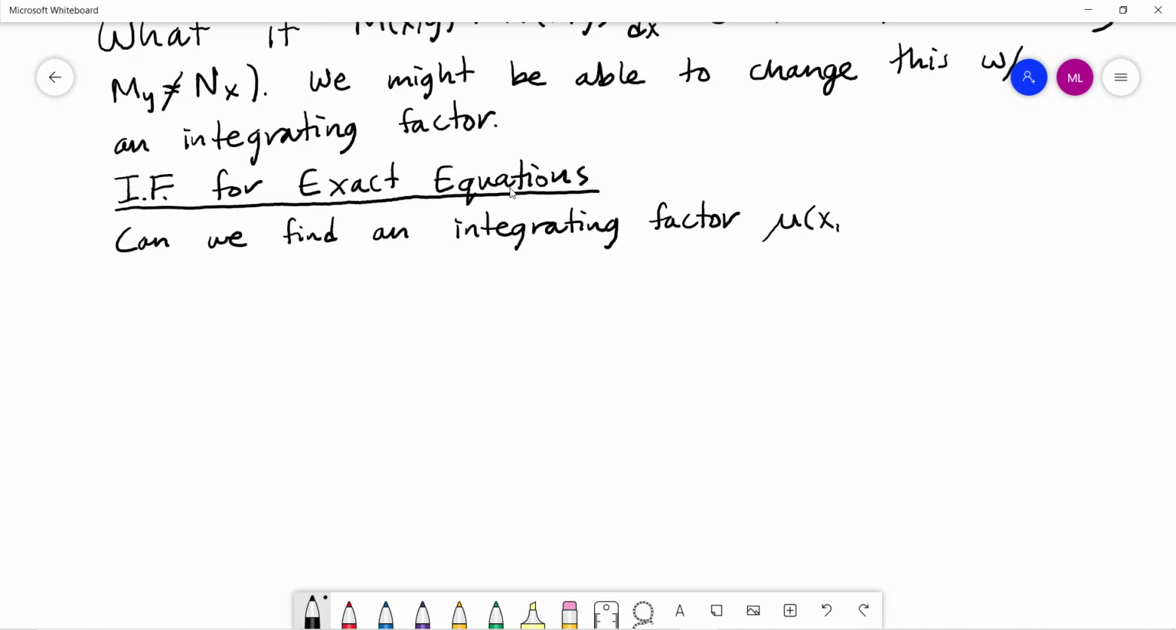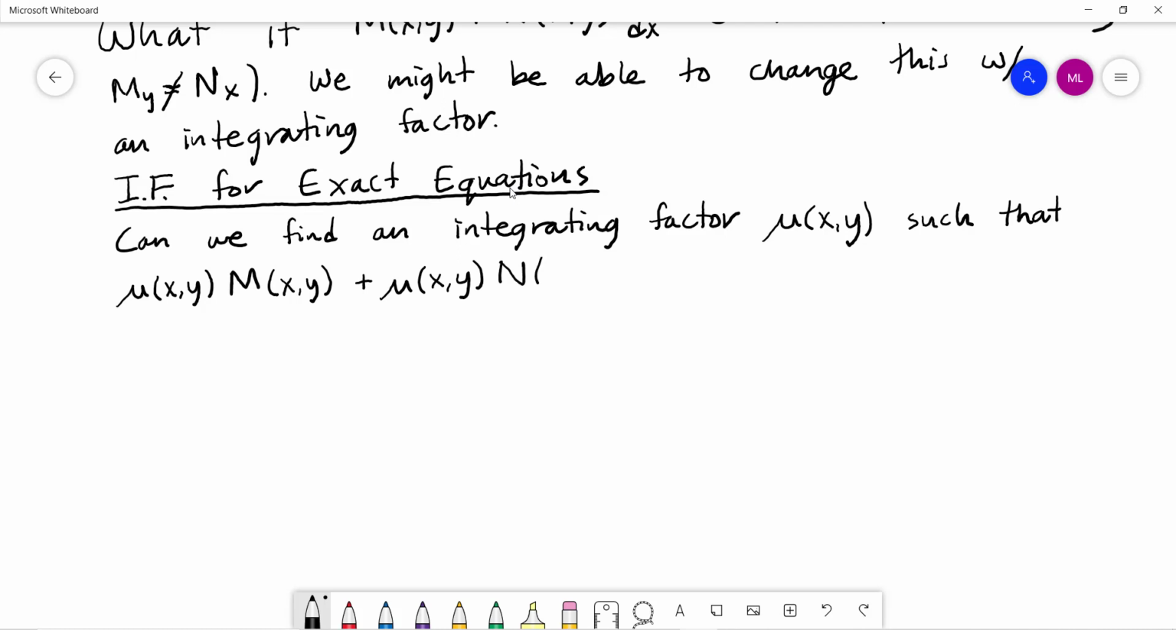mu of x, y, such that when I multiply the whole equation, we get mu of xy times M of xy plus mu of xy times our N of xy, times dy dx. Still going to be 0, because 0 times this mu is still 0, so we don't need to worry about that. Can we make it so that this is exact?